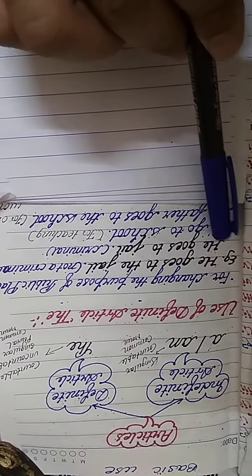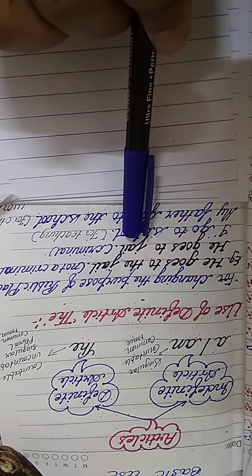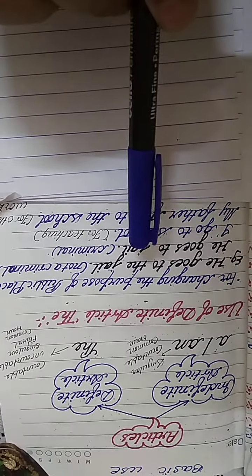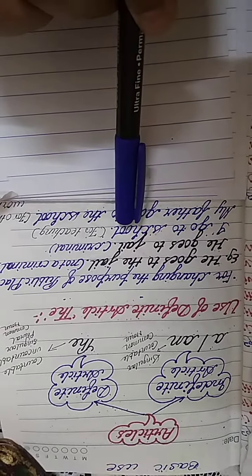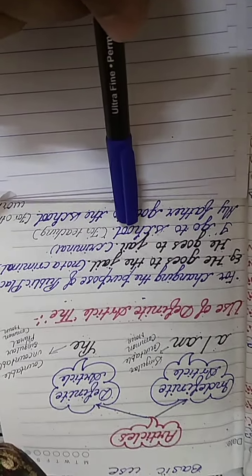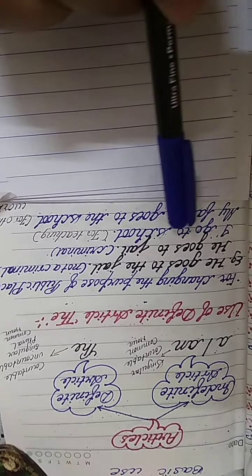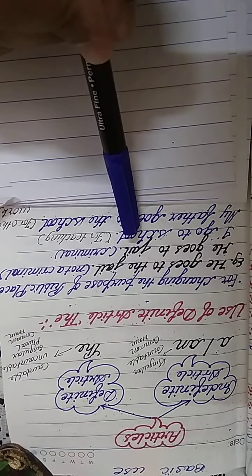So that means he must be a criminal and he is going to jail for his bad work or criminal activity. Second one, I go to school. I am a teacher. I go to school for teaching. If you are a student, you will say, I go to school for studying, obviously.